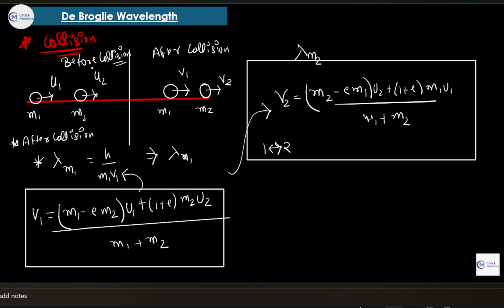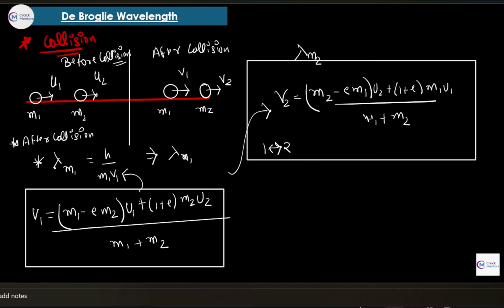Okay, so this is the case before collision, and this is the case after collision. Before collision, I am assuming that we have a body of mass m1 and another body of mass m2, moving with initial velocities u1 and u2. After collision, of course, they may not have the previous values. They have some values v1 and v2.